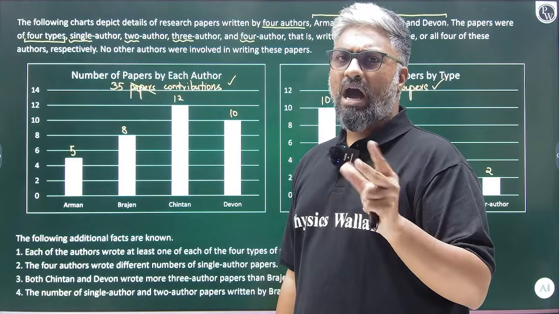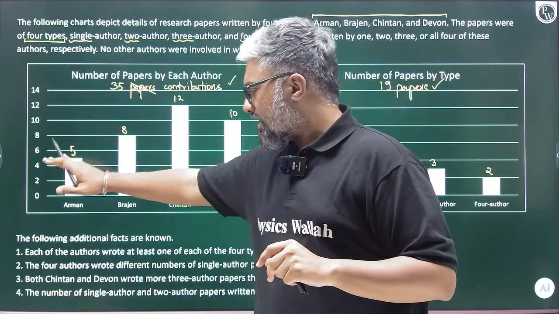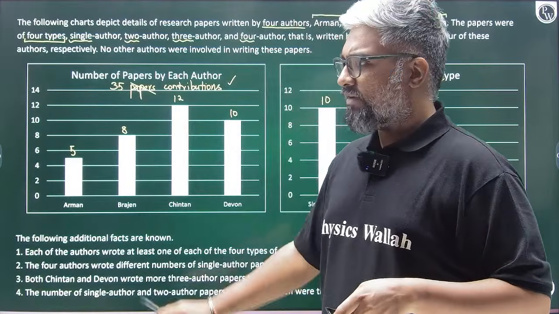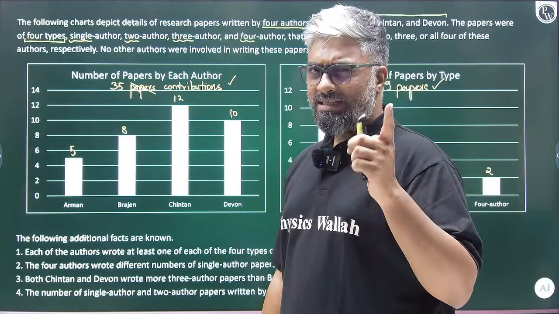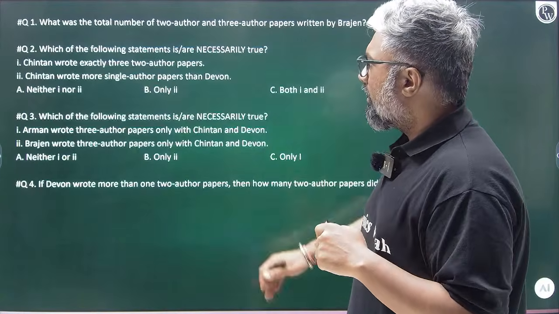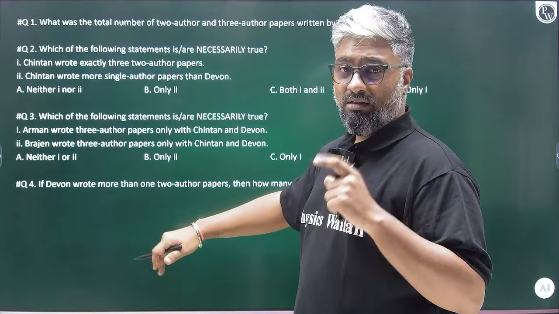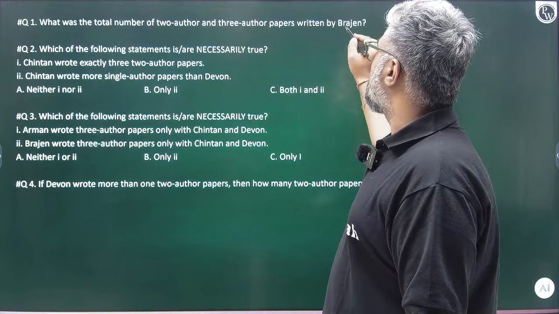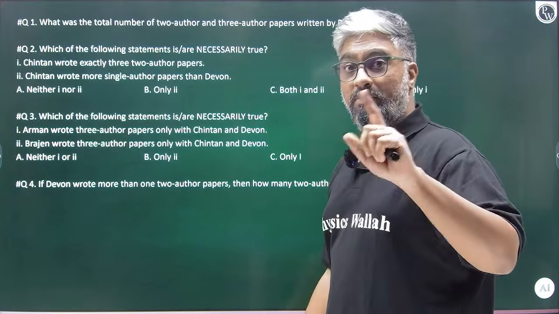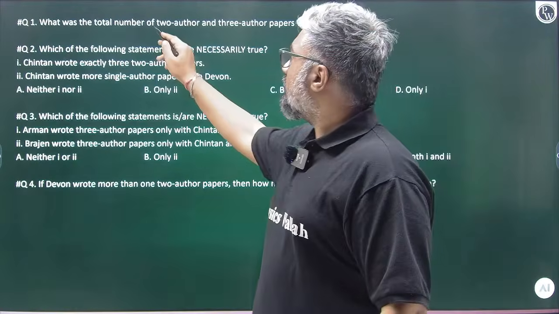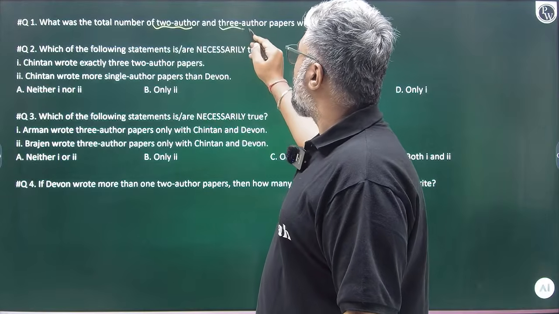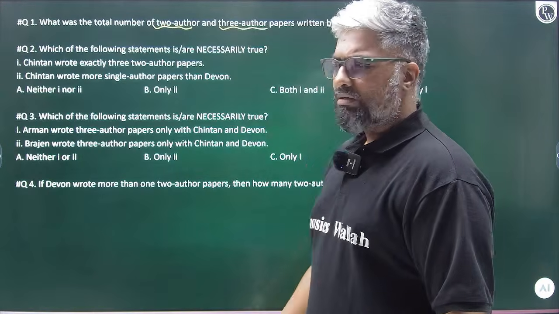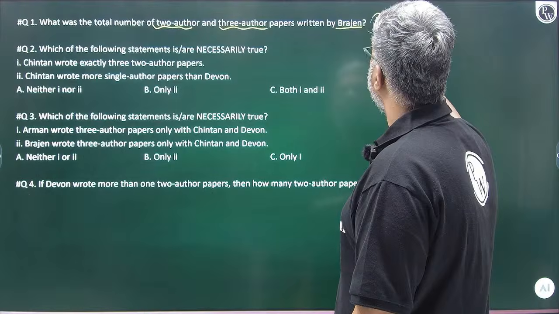We need to understand how this contribution works. There are some conditions given, 4 conditions given. We can have a look at them a little later. Let's have a look at the questions also, okay? There are 4 questions. The first question says, what was the total number of 2 author and 3 author papers written by B? B contributing in 2 author papers and 3 author papers, they are asking. This is a definite question.